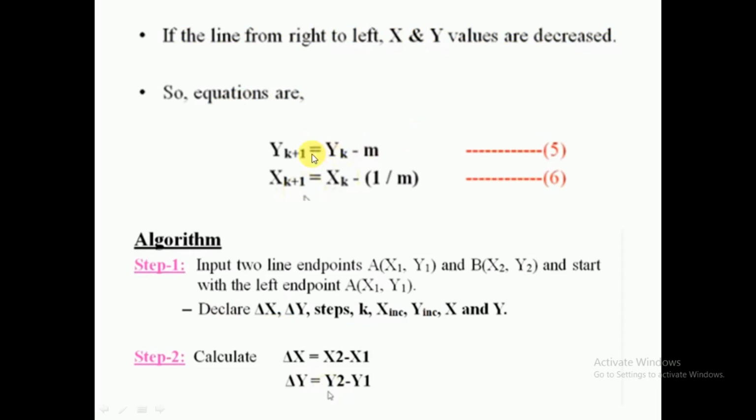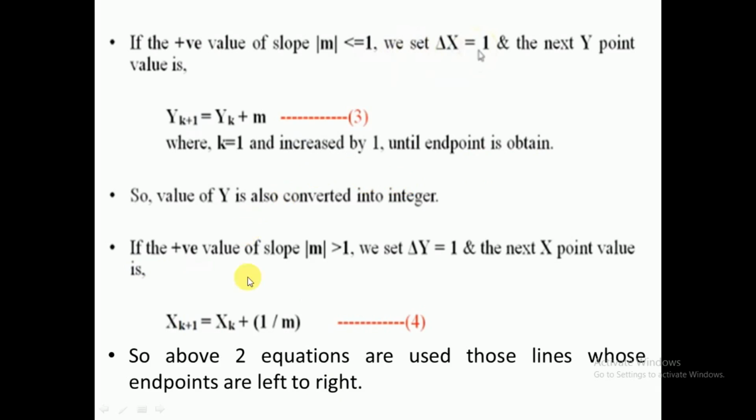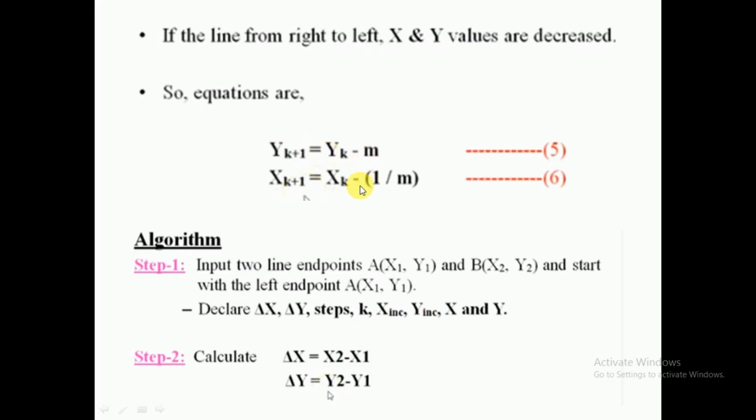So the equations are yk+1 equal to yk minus m. If this is the case, then xk+1 equal to xk minus 1 by m. If this is a positive slope, then you will get plus. If it is a negative slope, then you will get minus here, right?